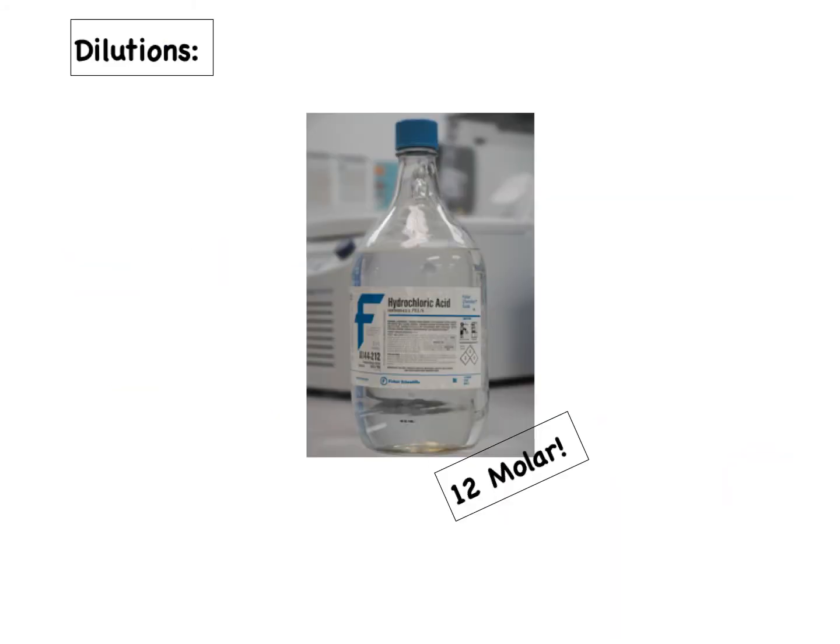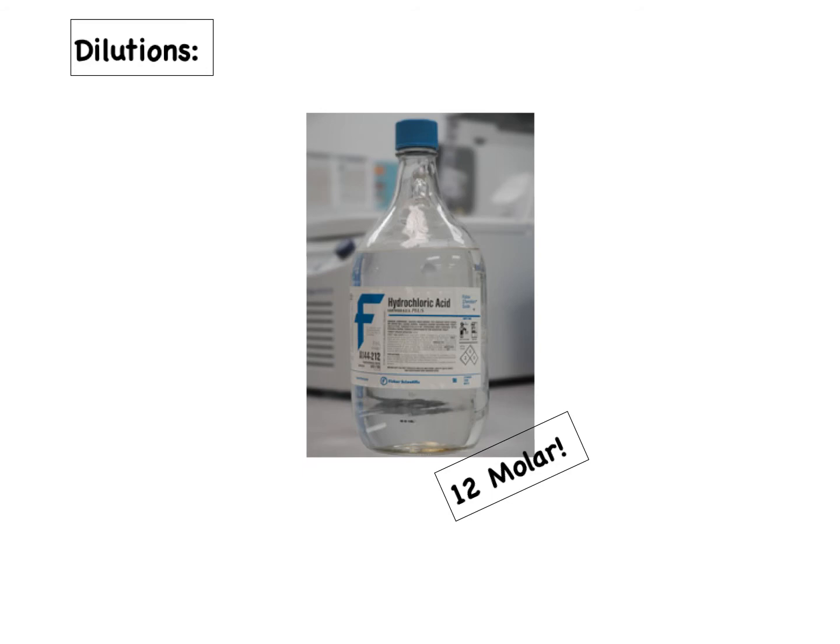When I buy hydrochloric acid to use in the lab, it comes in a bottle of 12 molar concentrated solution. We call this a stock solution. Now what I do is I take this 12 molar acid and I dilute it to a concentration that's going to be a lot safer to work with in the lab.